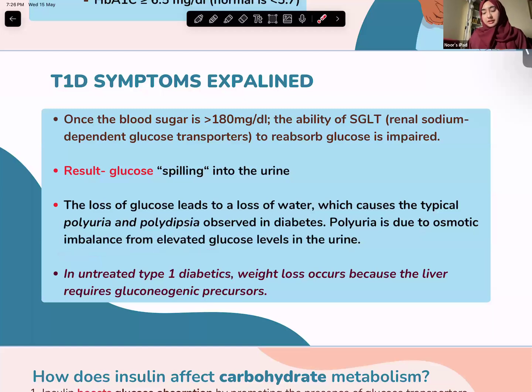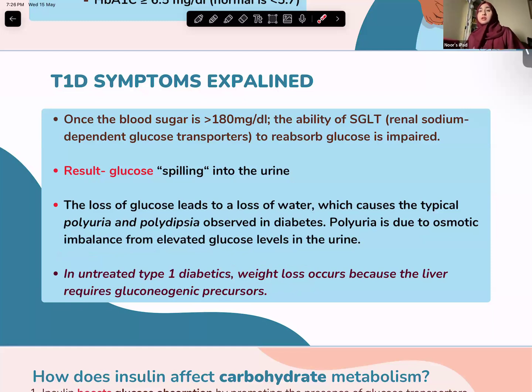Now, in untreated type 1 diabetes, weight loss occurs because the liver requires gluconeogenic precursors. Okay, now why is there weight loss? The reason why there is weight loss is because now the beta cells are destroyed, okay? And insulin is not being produced.